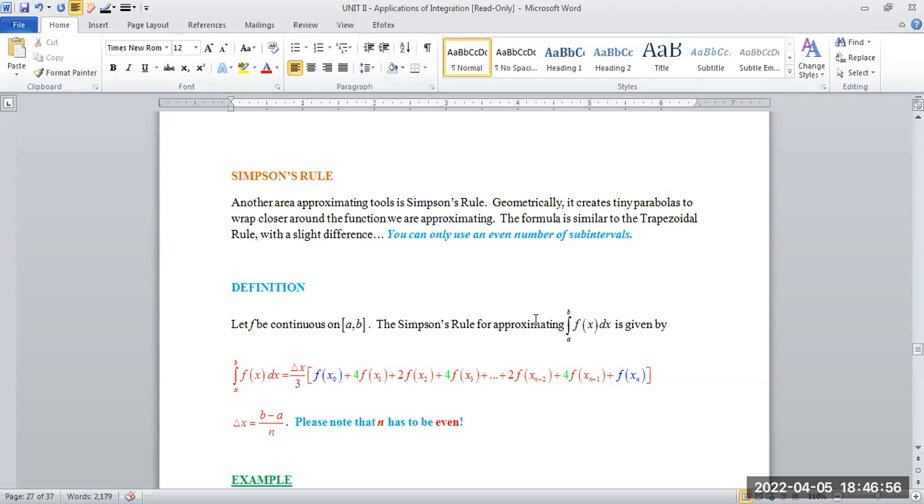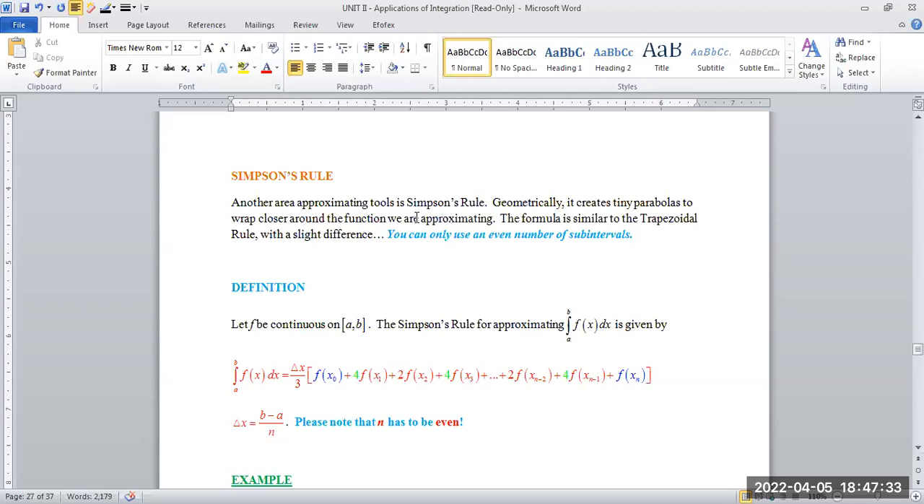Now, Simpson's rule is another form of approximation using integration. Don't internalize this a whole lot. There are some conditionalities for this one, and you can see me highlighted. N has to be even. So the number of trapezoids in this case must be even. When you do the trapezoidal, you can have odd numbers. You can have 5 trapezoids with 6 ordinals, or 7 trapezoids with 8 ordinals. But when you're using Simpson's, it has to be even.